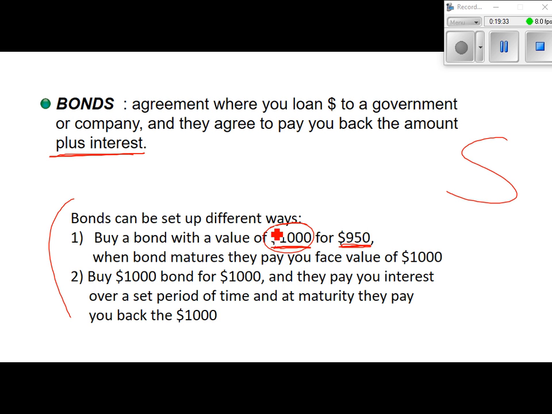Other bonds could be set up where you pay $1,000 for a $1,000 bond, and they pay you interest throughout the period of time, throughout the year, 5 years, 10 years, until it's mature, until you reach the end of that maturity. And then they pay you back the money that you put in originally, the original principal of $1,000. So whatever interest you accumulated over that amount of time is the money you made off of that bond.